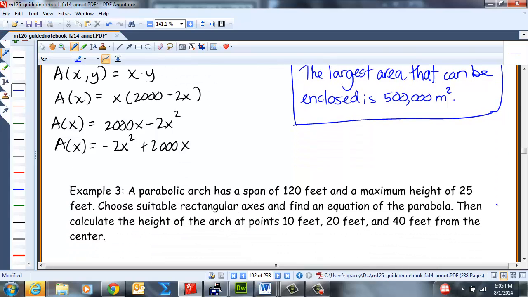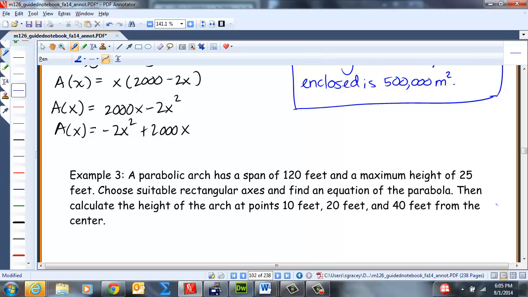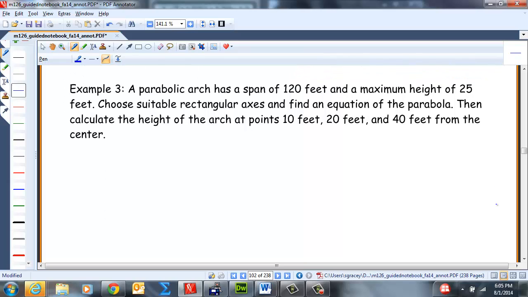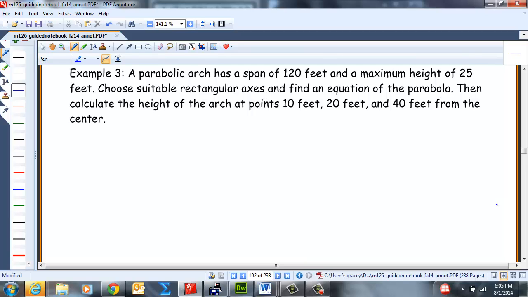Next up, a parabolic arch has a span of 120 feet and a maximum height of 25 feet. So we need to choose suitable rectangular axes and find an equation of the parabola. And then we need to calculate the height of the arch at these different input values. So we can make a picture of our arch.